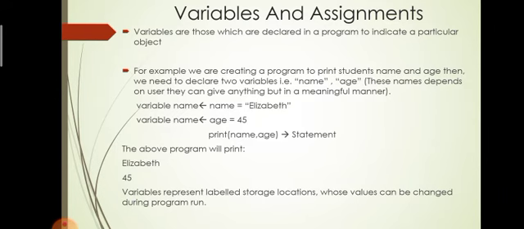Here you can see the example, name equal to Elizabeth, age equal to 45. Here name is a variable name, age is also a variable name. Print here is the statement which will be printing name and age. So here name and age are variables. You can see the output, the above program will print Elizabeth and 45. Variables represent labeled storage locations whose values can be changed during program run.